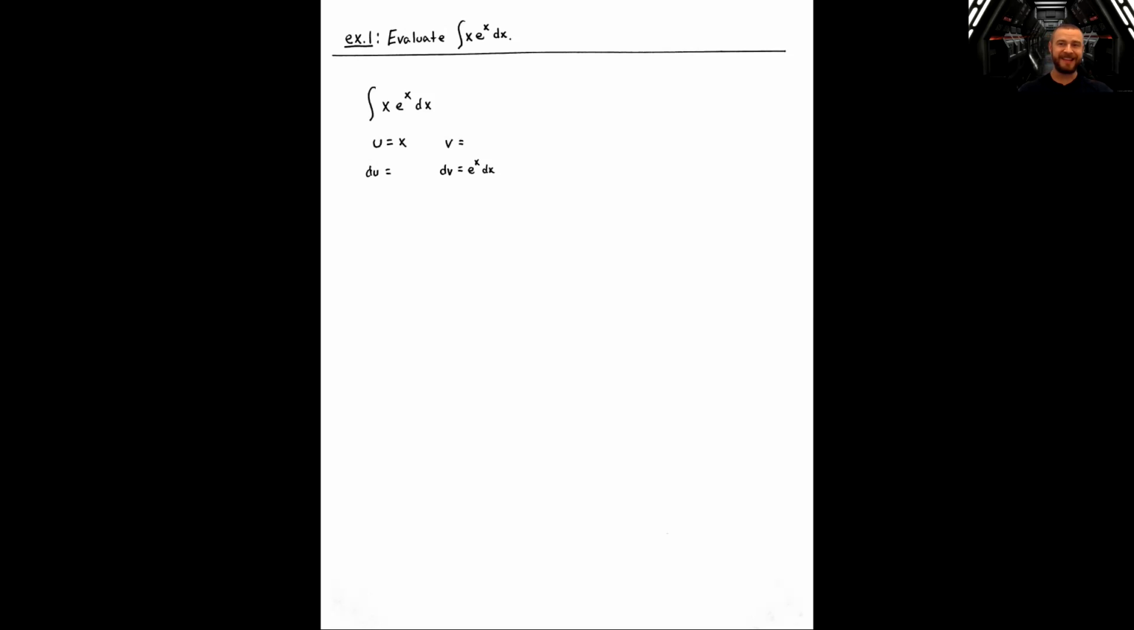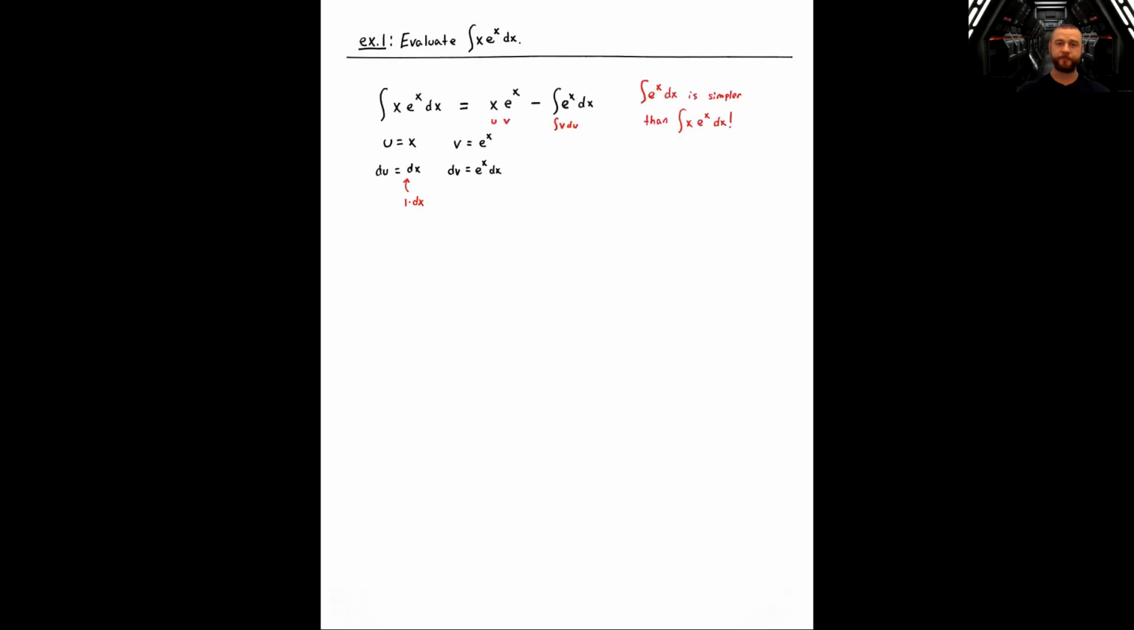Now we have to calculate du, and we have to calculate v. That should be straightforward. So du just becomes dx, or 1 dx, 1 being the derivative of x. All right, we have all 4 of our quantities here. Your integration by parts formula says this integral becomes uv minus the integral of v du. So we arrive at this. The uv term is x times e to the x.